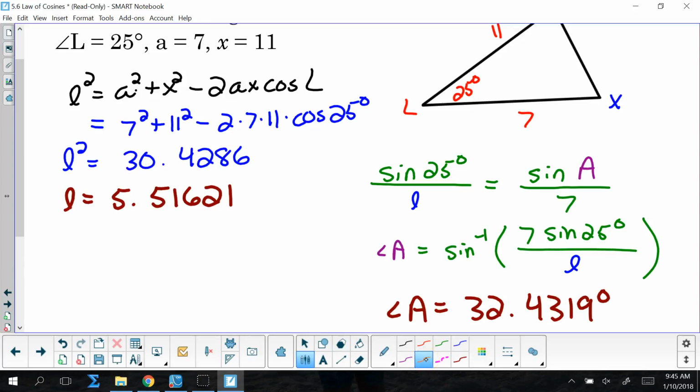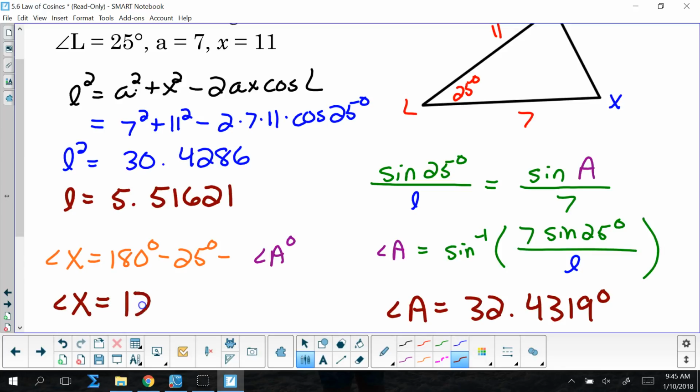Then I need to solve for angle X. Angle X is going to be 180 degrees minus 25 degrees minus angle A in degrees. So that's going to give me angle X here is 122.568 degrees.